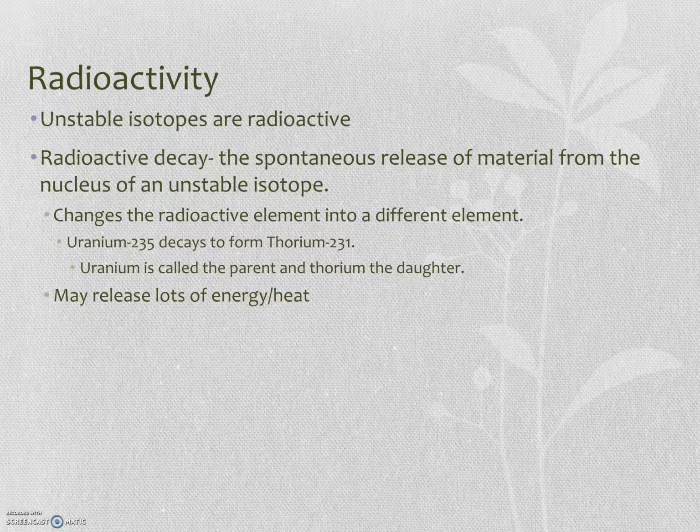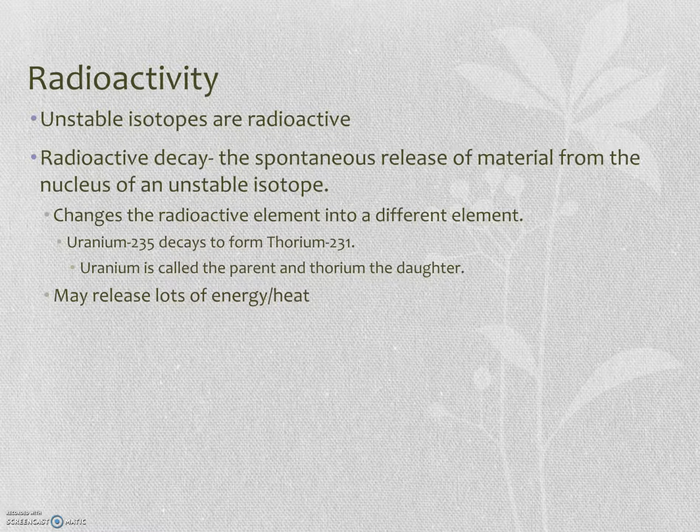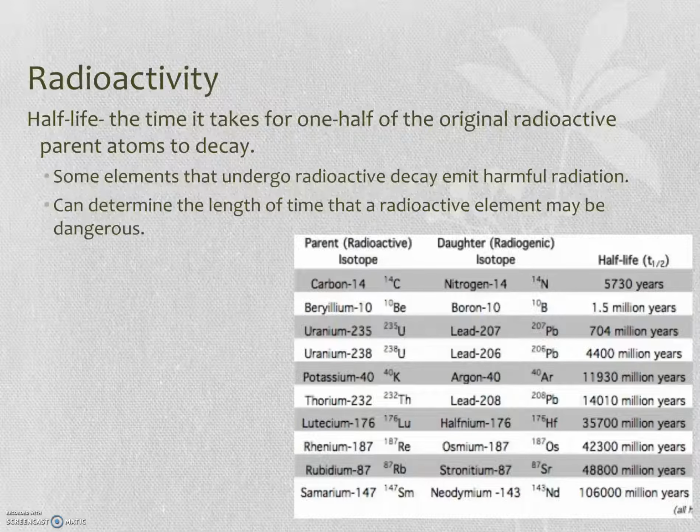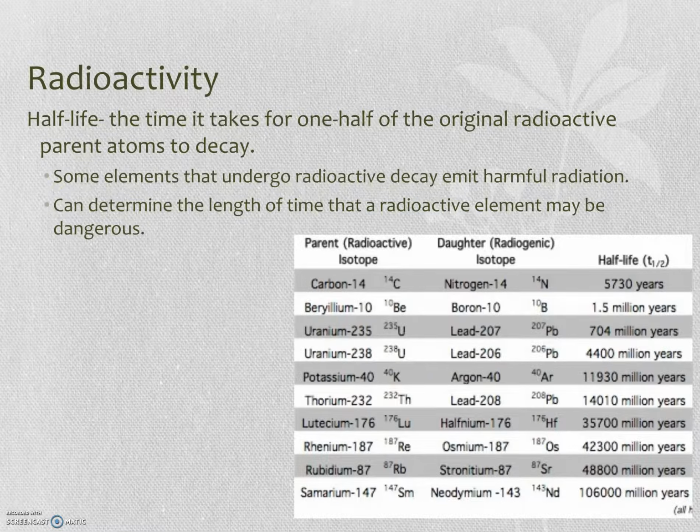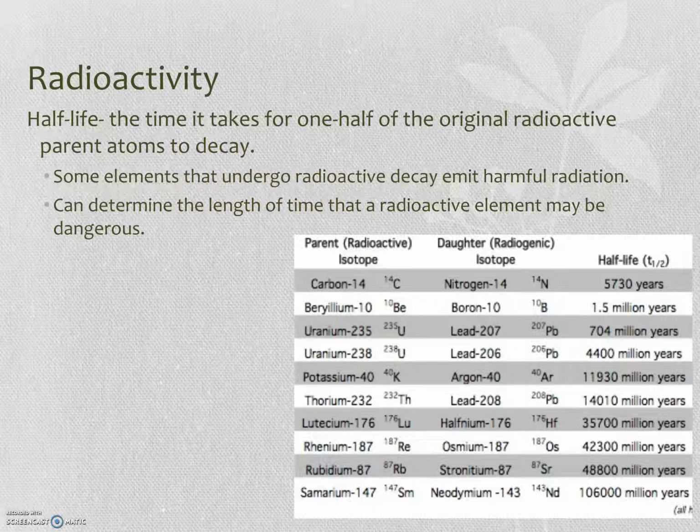Half-life, which we'll continue to look at, is the time it takes for half of the original parent to decay, and allows us to know the length of a particular radioactive element, how long it's dangerous. So uranium-235 decays to form thorium-231. And this is, like I said, half-life. Some undergo radioactive decay that emit harmful radiation, and we can determine the length of time that a radioactive element can be dangerous. And these are some examples of some parents and daughters and how long their half-life is.